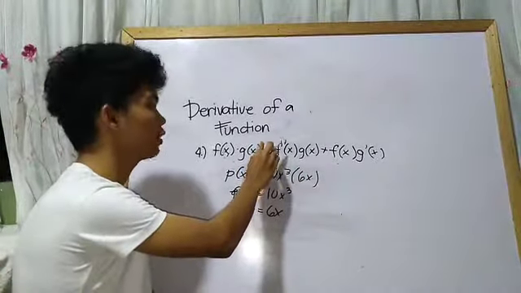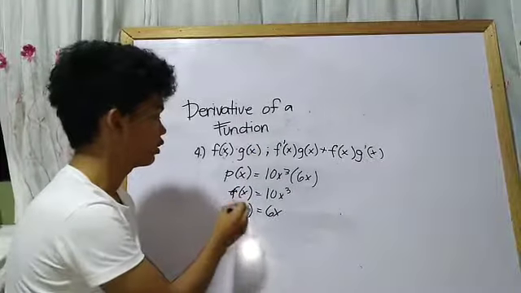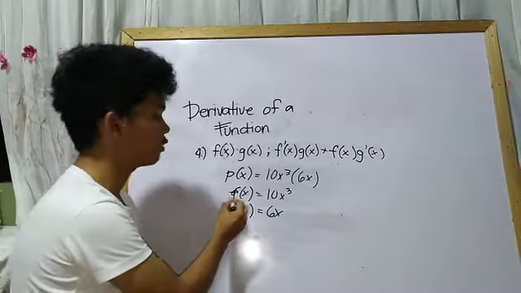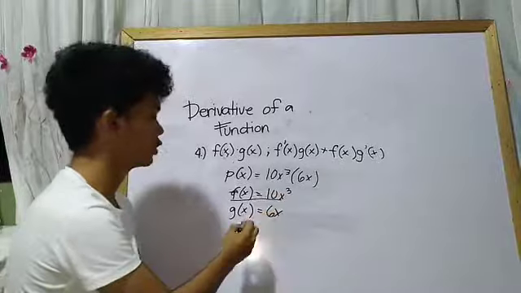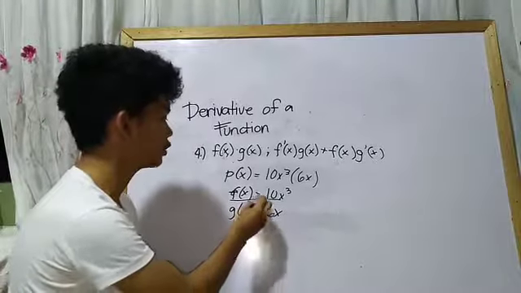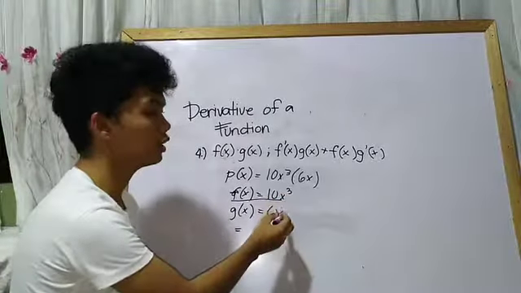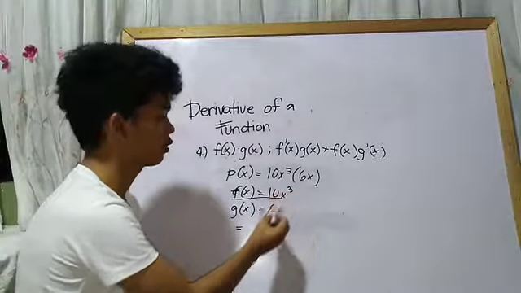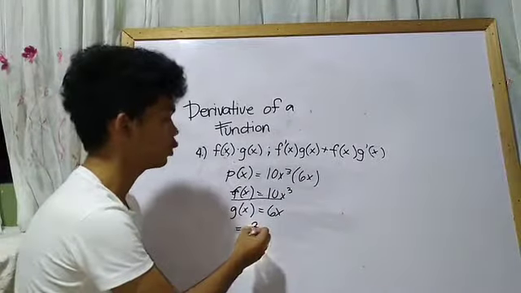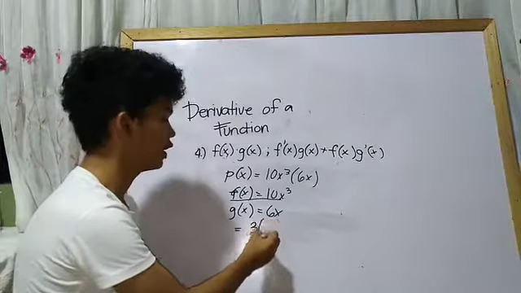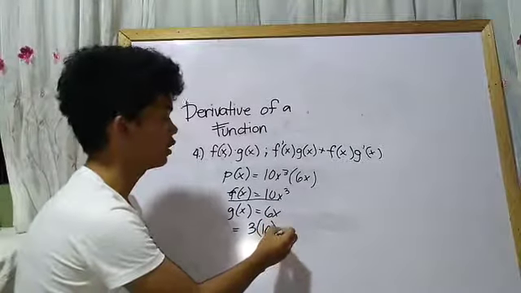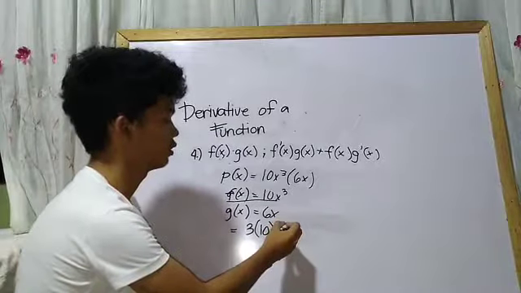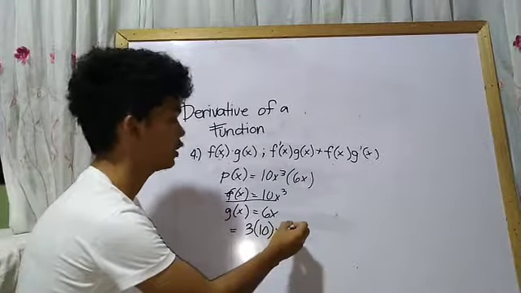So for f prime of x, we should get the derivative of this function. So the derivative of this function is, using the power rule, you need to get the exponent of that function times the constant x. So the exponent is 3 minus 1.